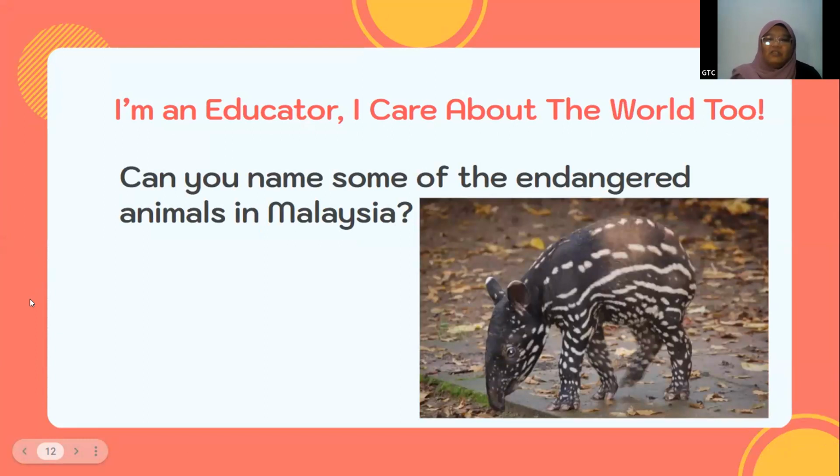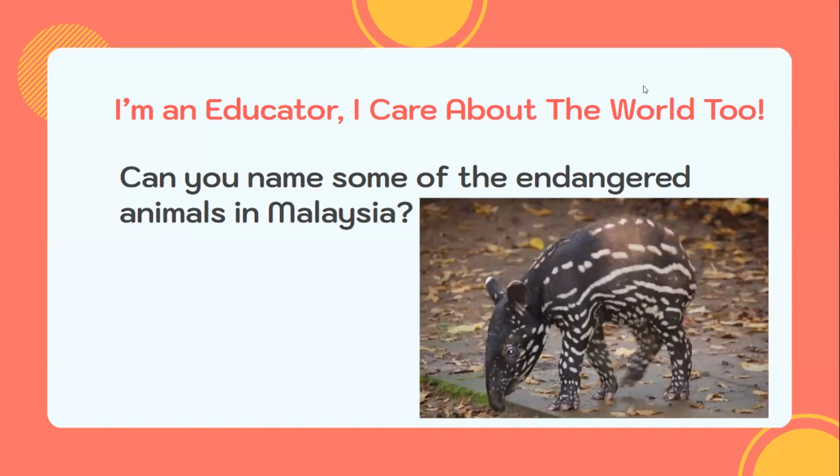Okay. So Luan, are there any endangered animals over there in Vietnam? Yes, but I can't remember now. Yeah, I can call the name. Okay. But I don't have the animals' names now. I see. Okay. You can try to find out what endangered animals there are in Vietnam and share with us. Okay.